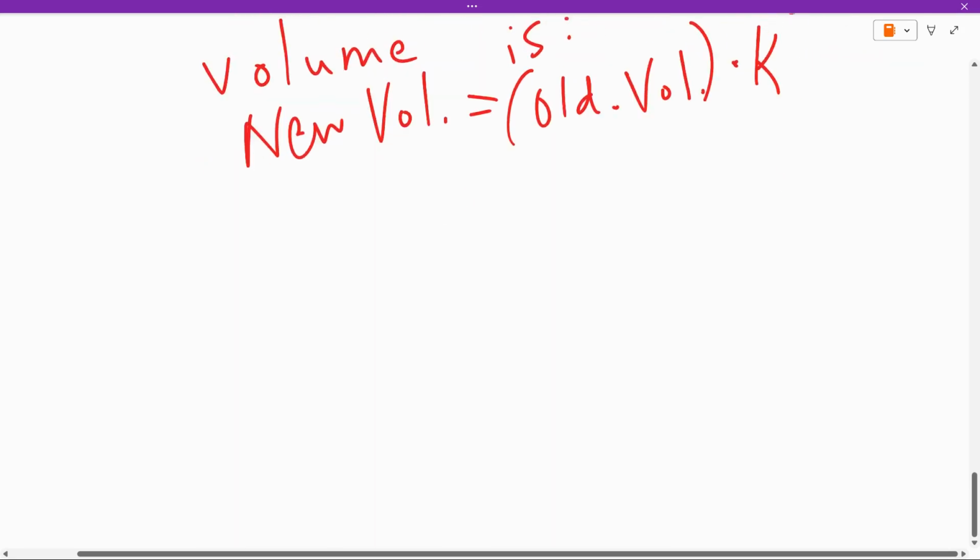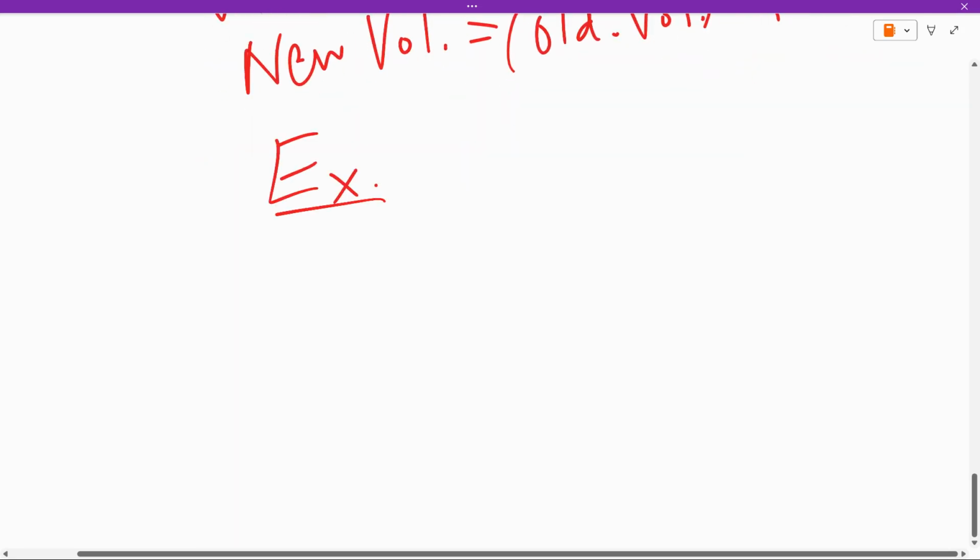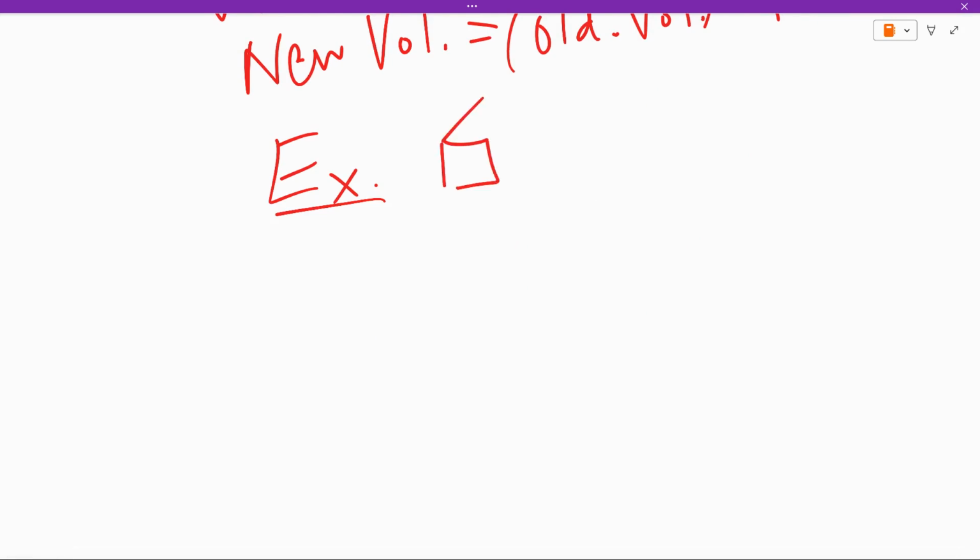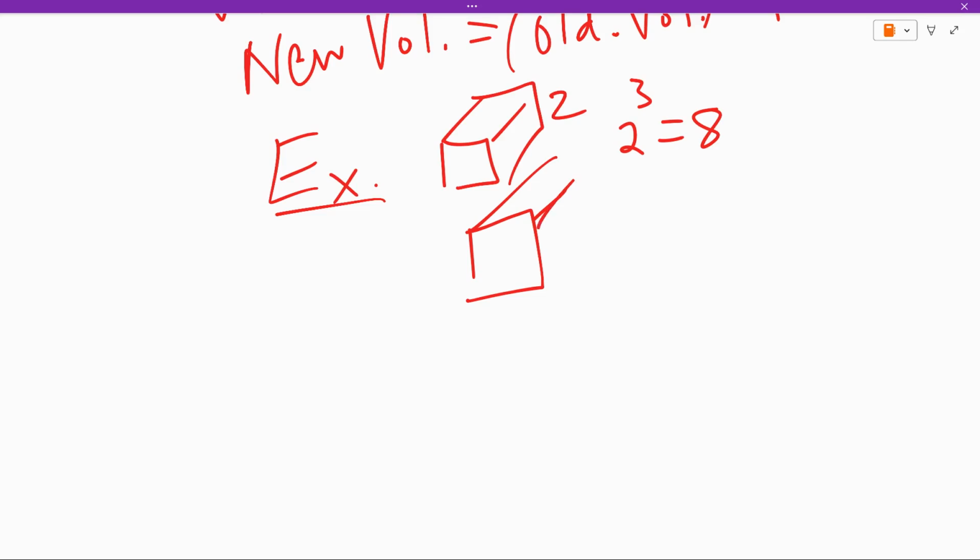So what does this mean? Let's say you have a cube with a side length of 2. What is its volume? The volume of a cube is 2 cubed, which is 8. Now if the side length triples to 6, we have a bigger cube. Notice this is a threefold increase, since 2 times 3 is 6. What's the new volume? 6 times 6 times 6, 6 cubed, gives you 216.